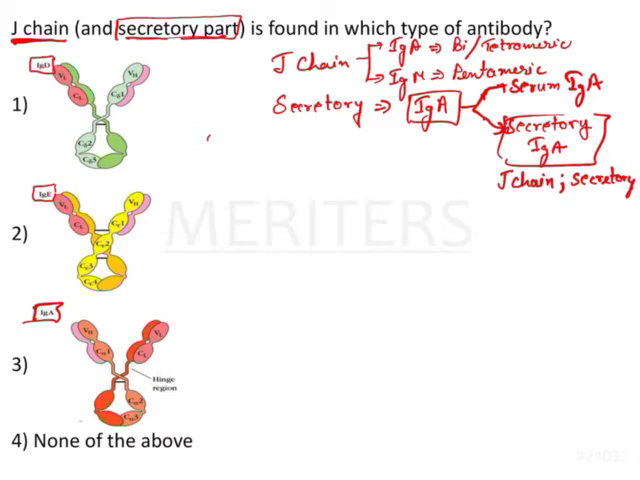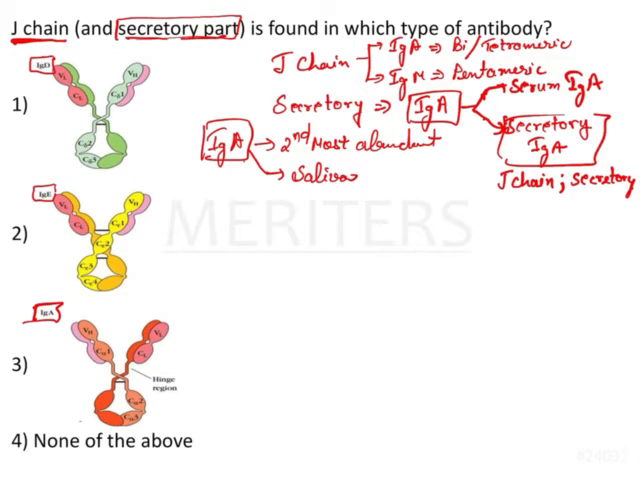Now, certain important things about immunoglobulin A itself, which are generally asked in the exam. The first thing asked is that it is the second most abundant antibody found in the body. Then the second important thing: it is most predominantly found in the saliva. This immunoglobulin A is also found in the milk. It is also secreted in the milk along with immunoglobulin G. So these are certain important things which are asked in the exam.